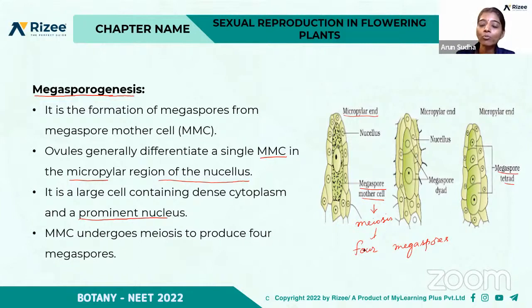Okay. So the ovules differentiate a single megaspore mother cell in the micropylar region of the nucellus, and it undergoes meiosis to form 4 megaspores.